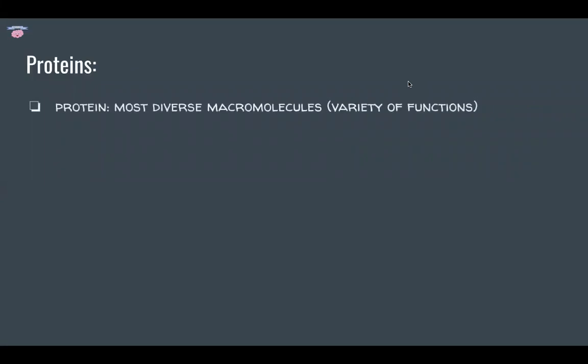Proteins. So protein is the most diverse macromolecule. It has a variety of functions. The monomer is the amino acid. It contains an amino group, a carboxyl group, and a side group. So we talked about amino groups. We talked about carboxyl groups. What's a side group though?